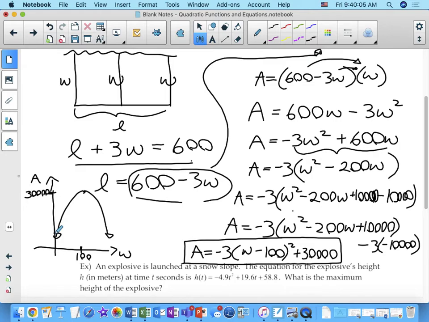Because I could have asked you anything. I could have said, well, what length would maximize the area? What width would maximize the area? What is the maximum area, right? Maximum area is 30,000, right? It's the y coordinate of the max point. The width is 100, okay? What would the length be?